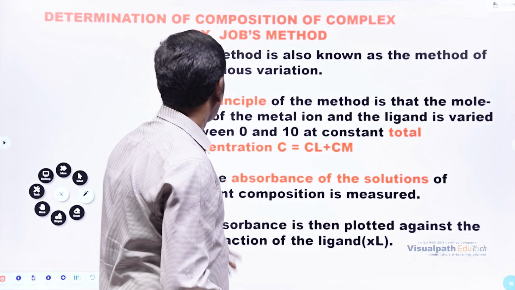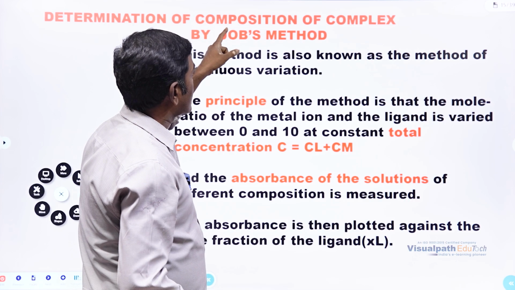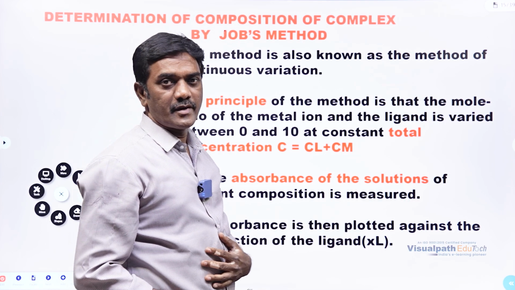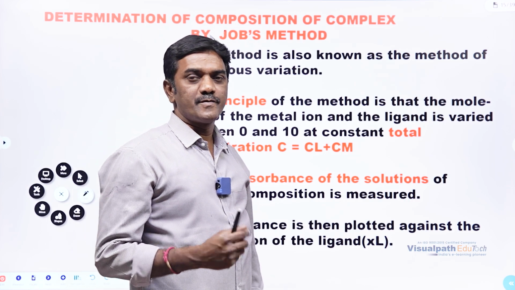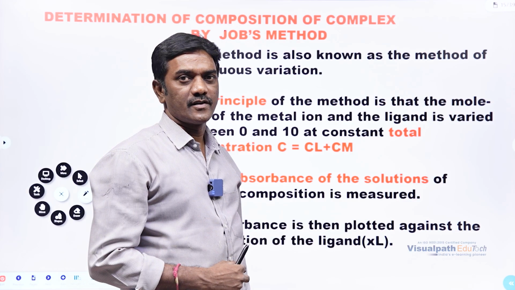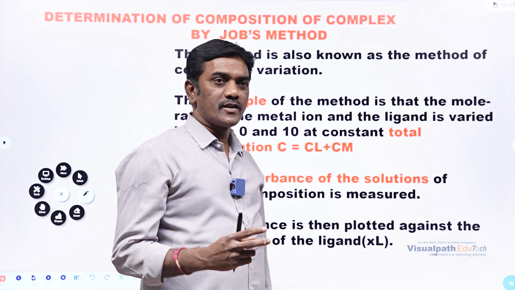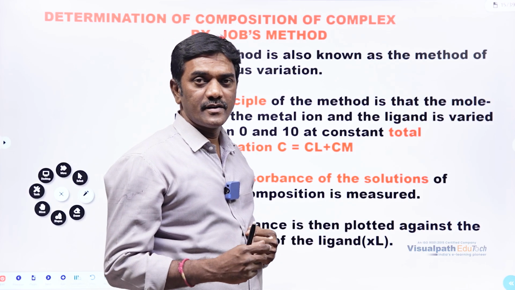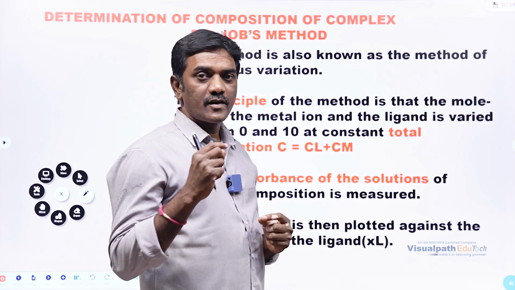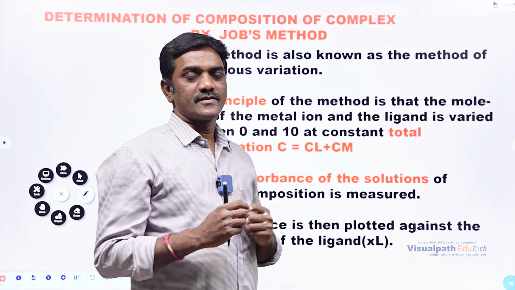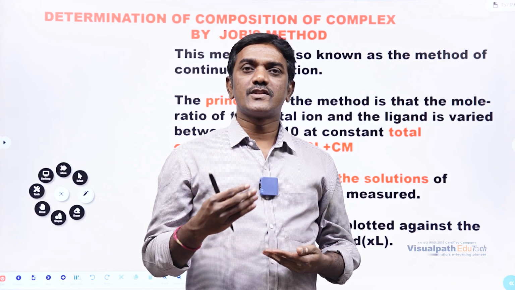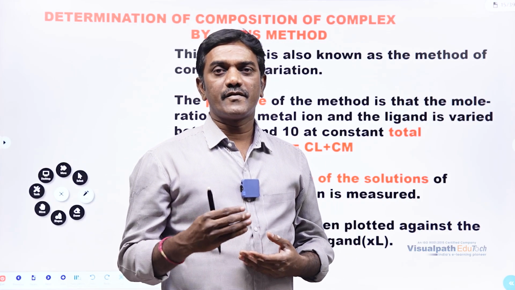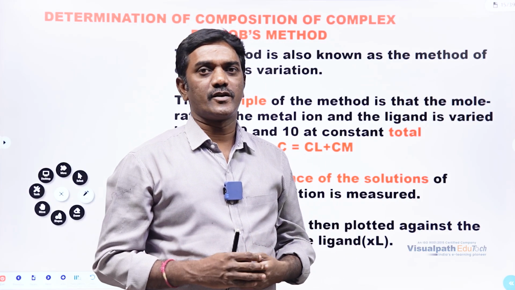Now we are going to discuss the composition of complex determination by using two methods. One is Job's method, the other one is the mole ratio method. There are two methods to find out the composition of a complex formed when metal and ligand react. One is Job's method, a very important method. The other one is the mole ratio method, which is also very important.